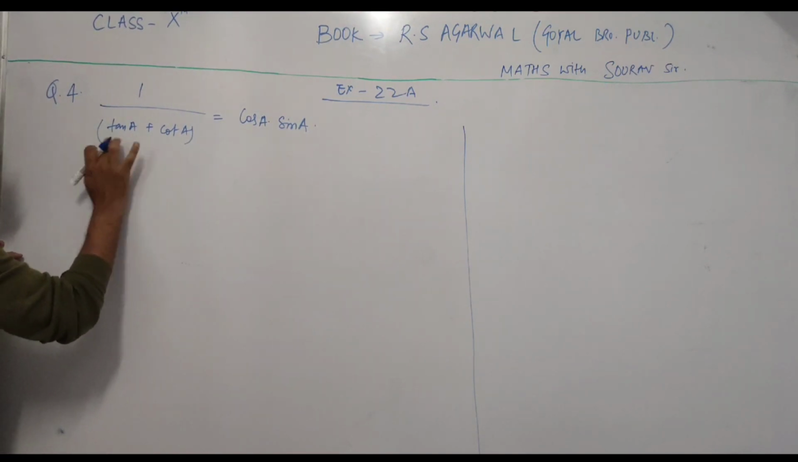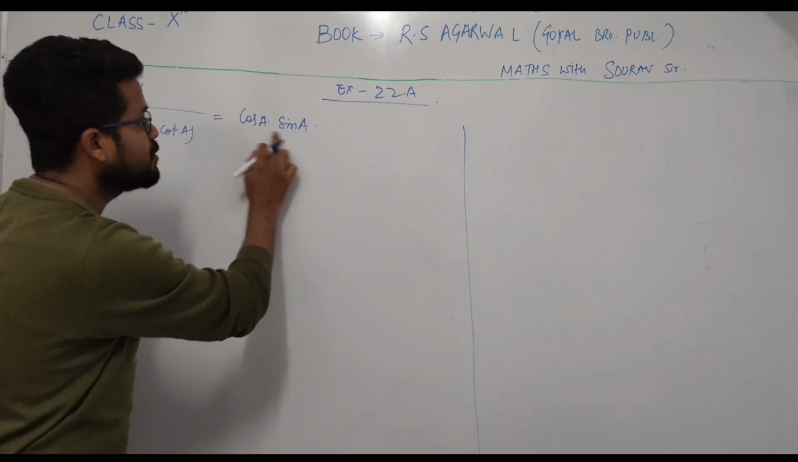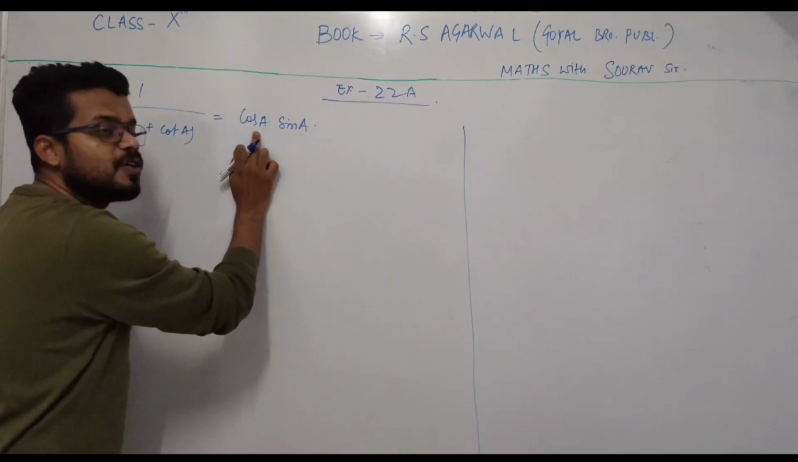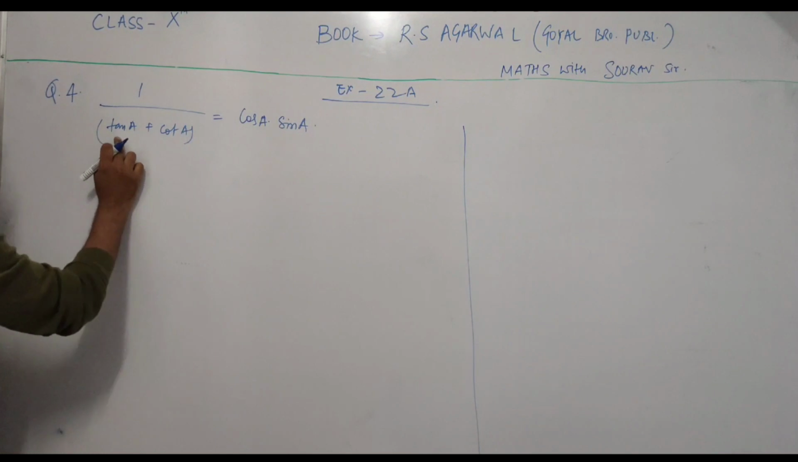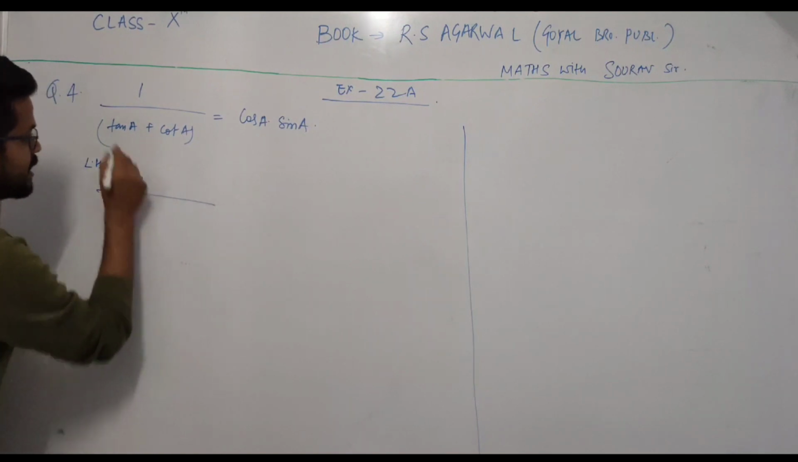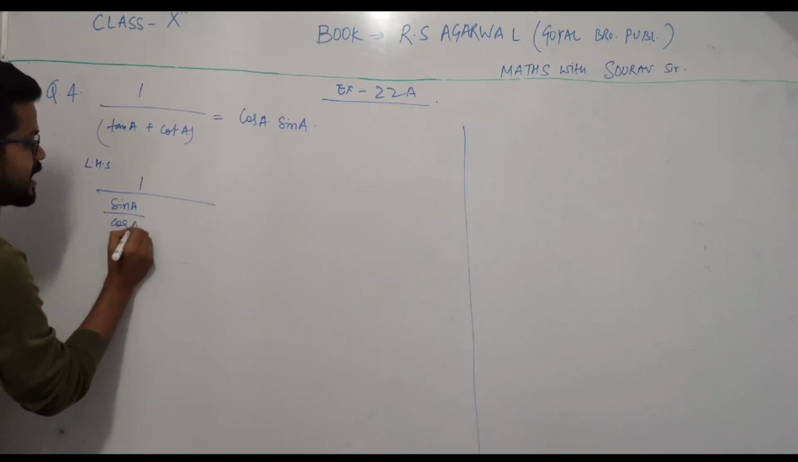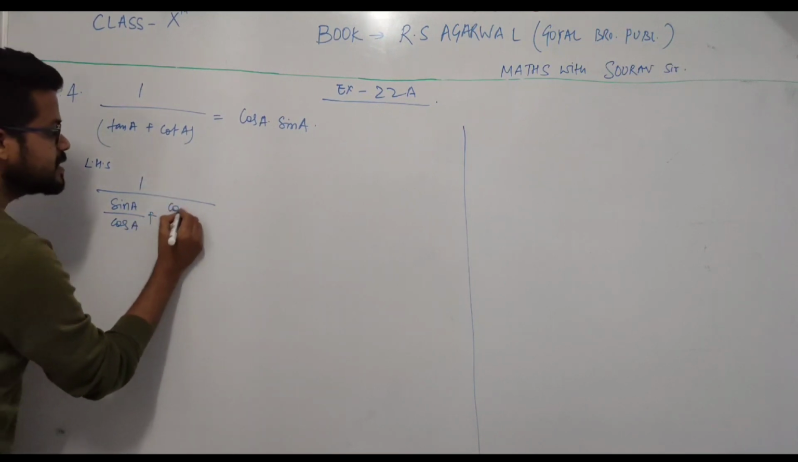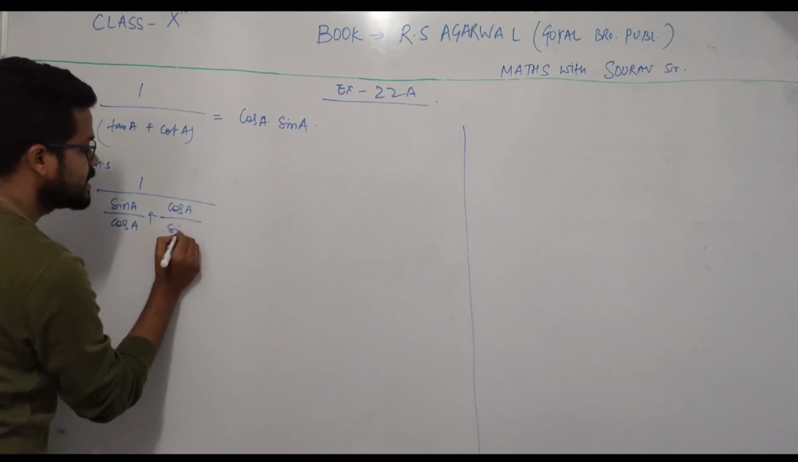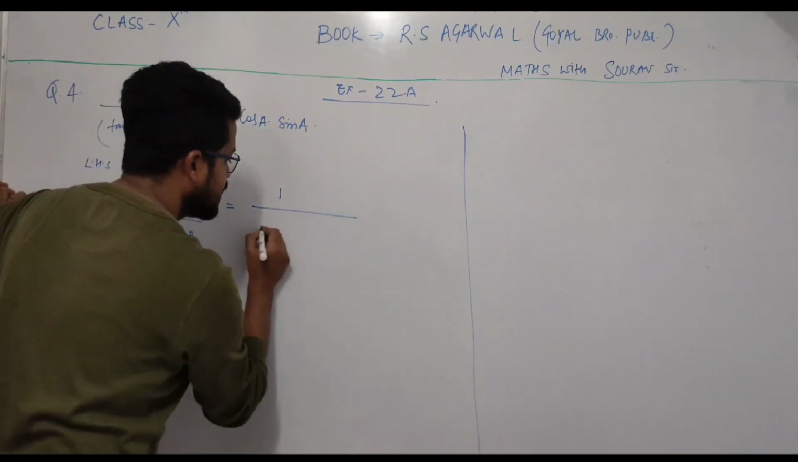Firstly, we have to convert this tan A into cos A and sin A, because in the RHS we have to prove this in the form of cos A into sin A. So firstly we convert this into cos A and sin A. So we have LHS: 1 upon (sin A upon cos A plus cot A, which is cos A by sin A), is equal to 1 upon.